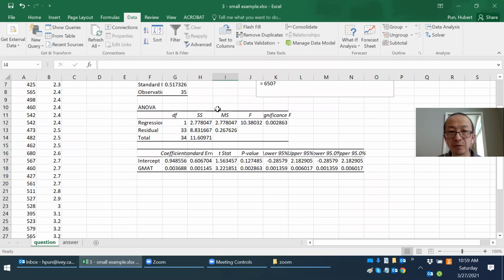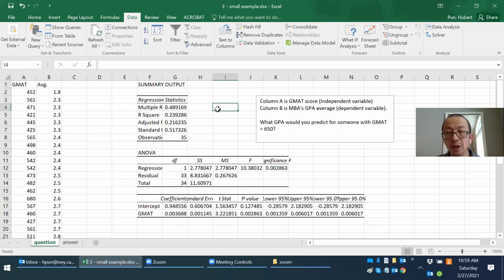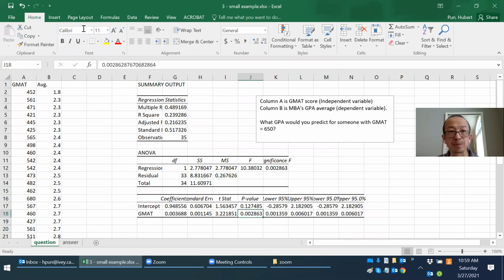So this is the linear regression output. The first number that you need to pay attention to is the p-value. So what is the p-value? That means, what is the probability that it occurred by randomness? The probability that it occurred by randomness. There are two different values. The one that we would like to focus on is the one with GMAT, which is J18.